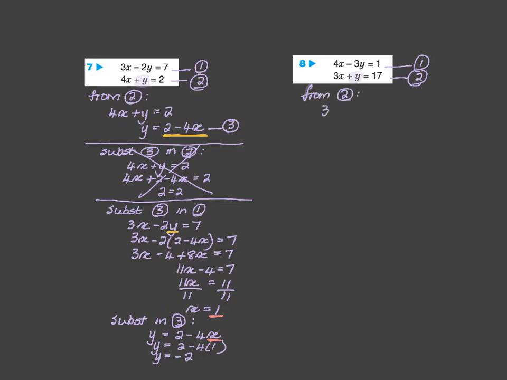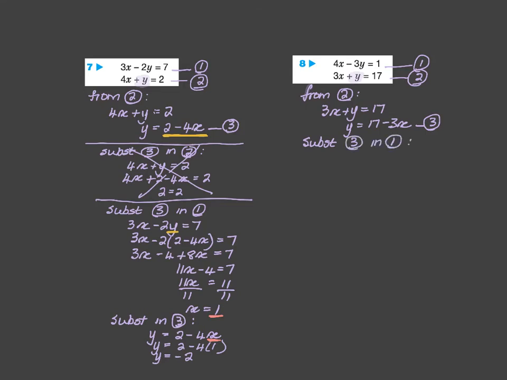Write down 2: 3x plus y is equal to 17. I want y as the subject of the formula, so I must subtract 3x from both sides. 3x minus 3x is 0, so I get y is equal to 17 minus 3x on that side. And I'm going to call this equation 3. It is really the same as equation 2, but it just helps to make things clearer. So I'm going to substitute equation 3 into equation 1.